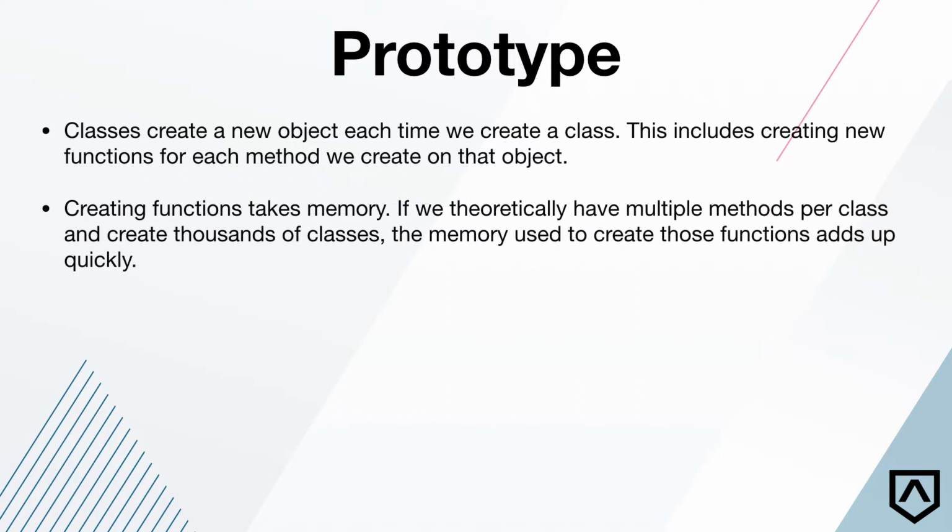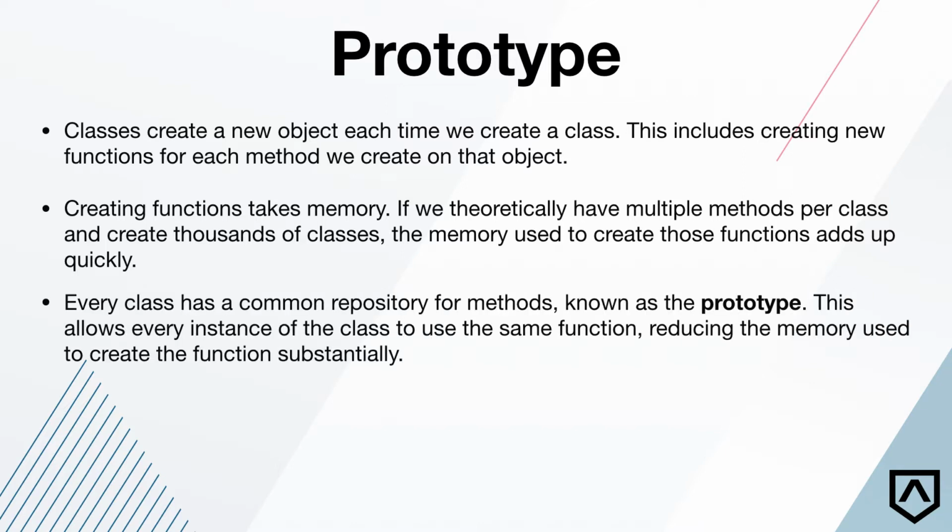And creating functions takes memory. It takes a lot more memory than a string or a number or a Boolean does. So if we theoretically have multiple methods per class, in that case, I said we have 1 million users and we had one function, one method per class. What if we have 20? Now we're creating 20 million functions, right? Create thousands or millions of classes, the memory used is going to add up pretty substantially, pretty quickly, right?